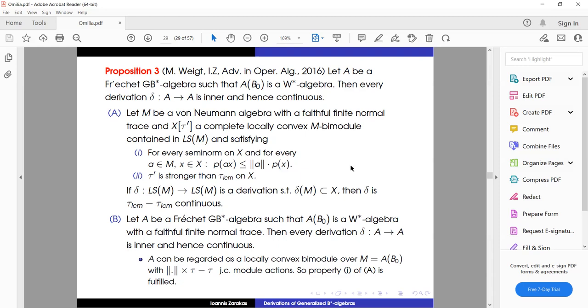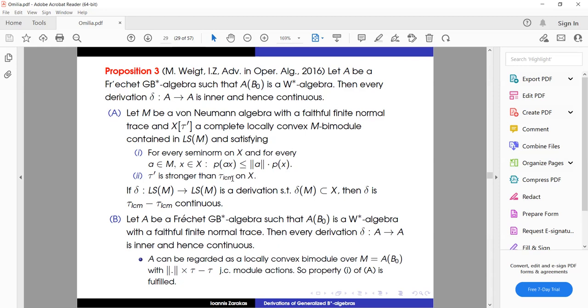So here, just describing some parts of the proof, I would like to say that we broke the proof into pieces. This is how I present it here also, starting with a rather technical result, the result in alpha, which describes a more general situation, having a von Neumann algebra M with a faithful finite normal trace and a complete locally convex M-bimodule contained in LS(M). Such an X will satisfy two conditions. Every seminorm on X would satisfy this inequality. And moreover, the second one is that the topology tau prime on X would be stronger than the topology of convergence locally in measure on X.